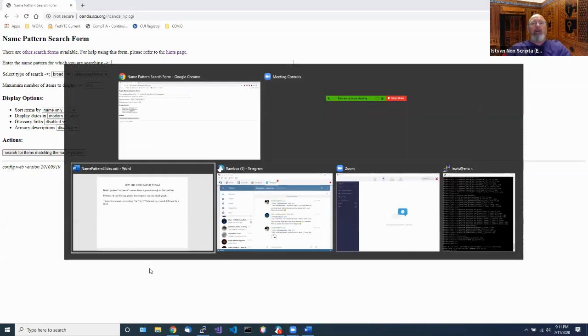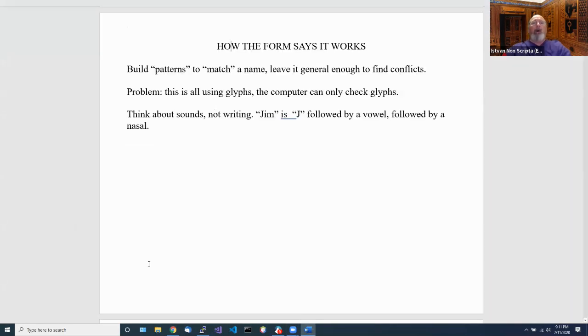So let's see, where did my slides go? There we go. So what we're going to do is build patterns to match a name and leave it general enough to find conflicts. There are two types of conflict talked about in the rules. There is written conflict, the names look too much the same. And there's sound conflict, they sound too much the same.